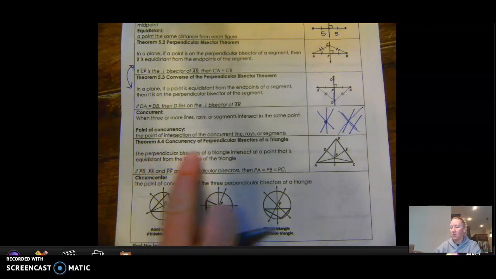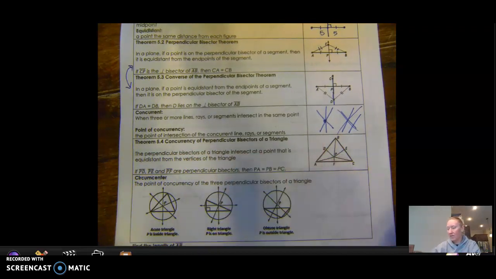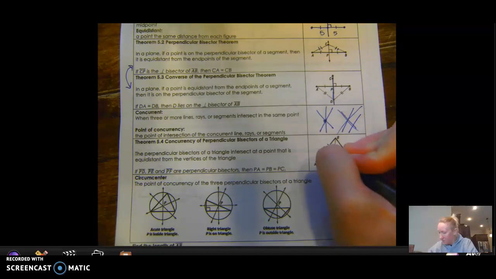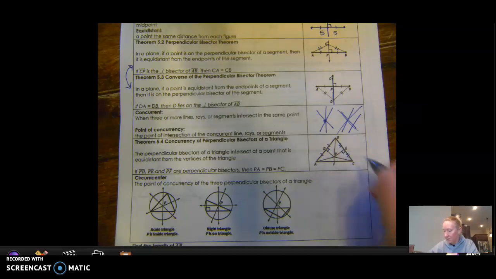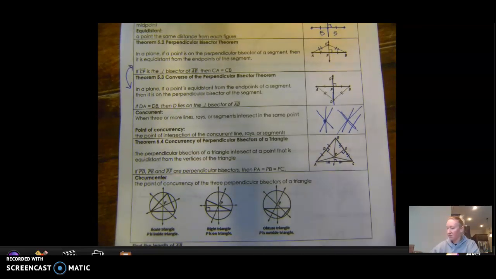Okay, concurrency of perpendicular bisectors. So if we have a triangle, I can draw perpendicular bisectors on this triangle. So D to P is a perpendicular bisector. It hits at 90-degree angles. This piece is equal to this piece. E to P is a perpendicular bisector. Hits at a 90-degree angle. This piece is equal to this piece. P to F is a perpendicular bisector. Hits at a 90-degree angle. This piece is congruent to this piece.